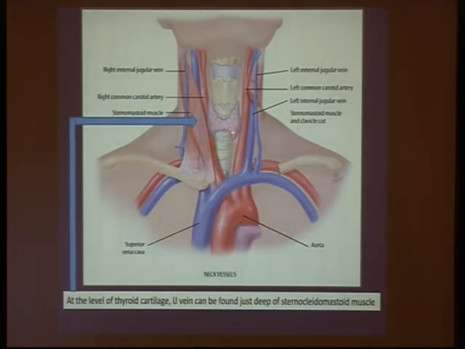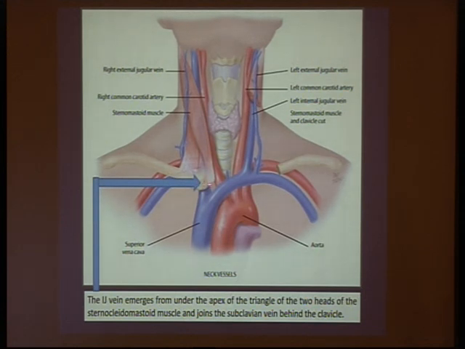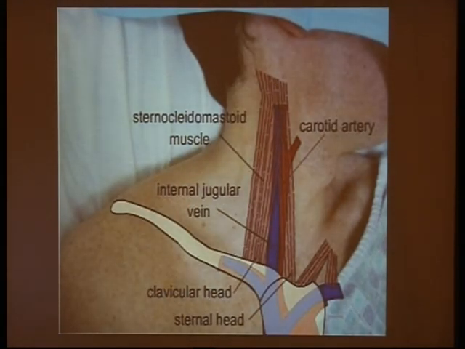So, at the level of the thyroid cartilage, internal jugular vein will come behind sternomastoid muscle. And then it will appear between the two heads of the sternomastoid in the triangle here, from the apex, and you will go in the triangle, and then it will meet subclavian vein to form an innominate vein. Again, this is internal jugular vein.